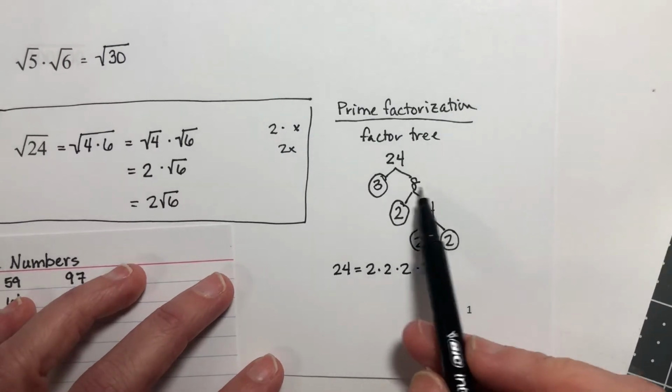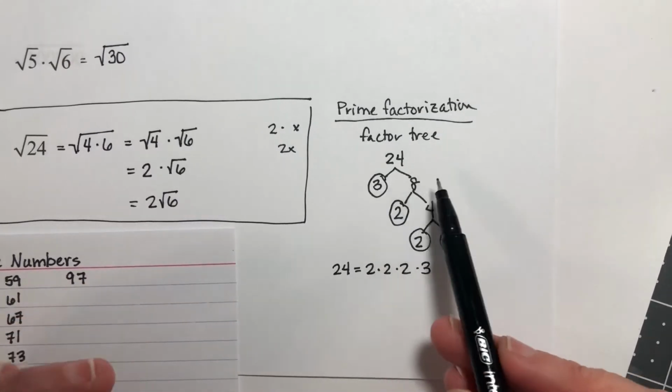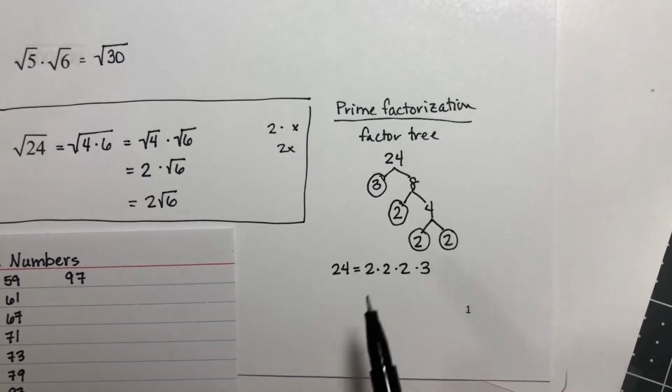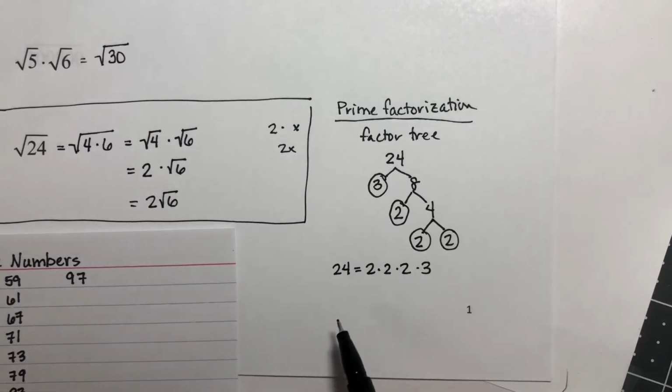Okay, now if you had chosen a different breakdown here, if you had chosen 2 and 12, you still would have ended up with these numbers in a different order, but you would have still ended up with 3 2s and a 3. Okay, so this is one way to do a prime factorization.